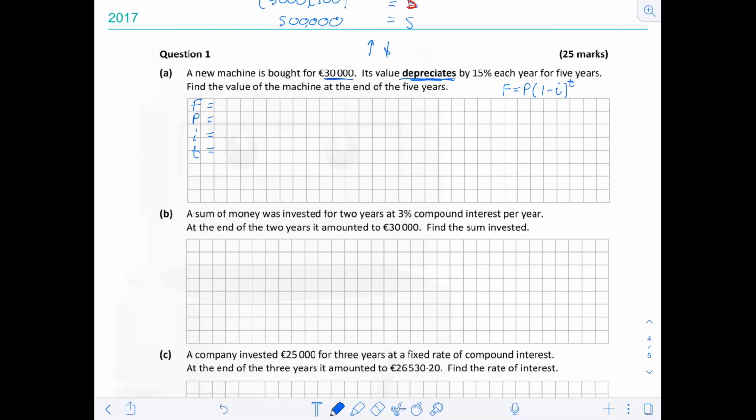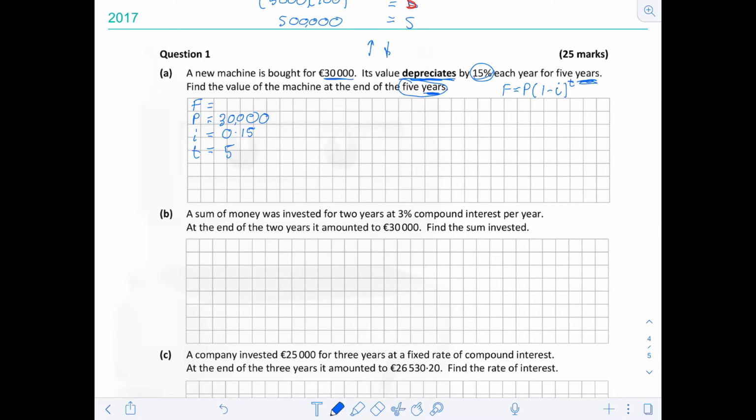So F stands for future value. So that's what it will turn into. So a new machine is bought for 30,000. So that's what it started out at. So that's going to be our P. Our interest rate is 15%. But that needs to be expressed as a decimal. So it's 0.15. Our T is going to be 5 years. So that's going to be 5. It's very important that that commodity, years, matches up with the interest rate that it's quoted for. So it's interest rate for years, and it's for 5 years, okay?